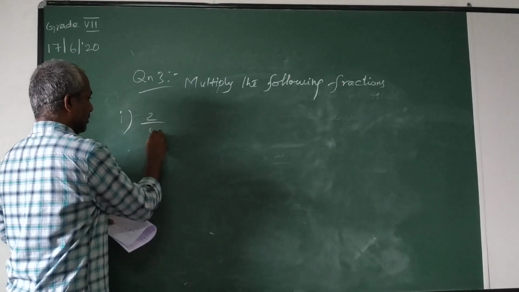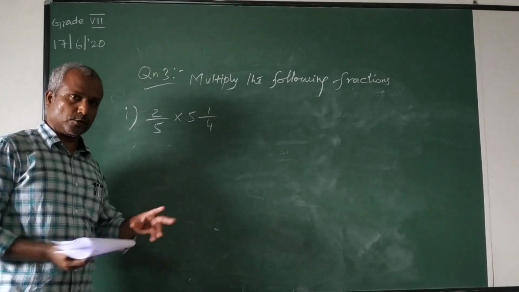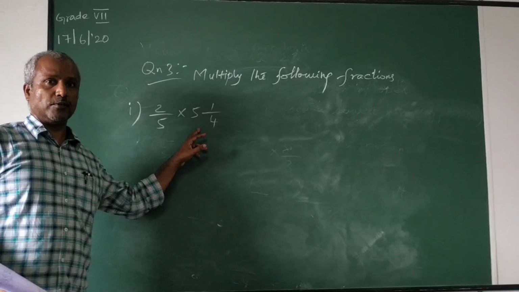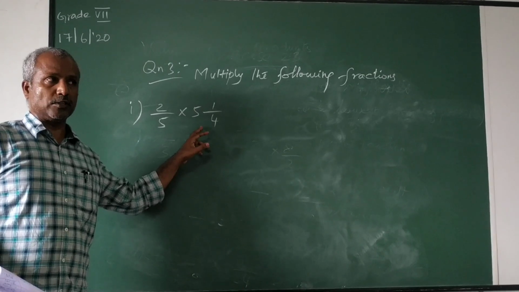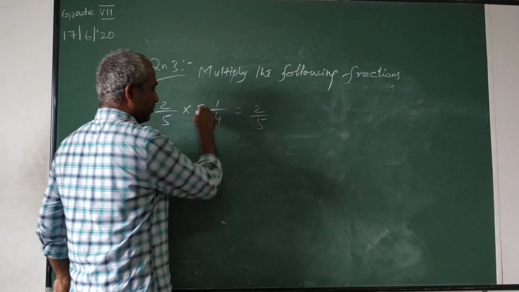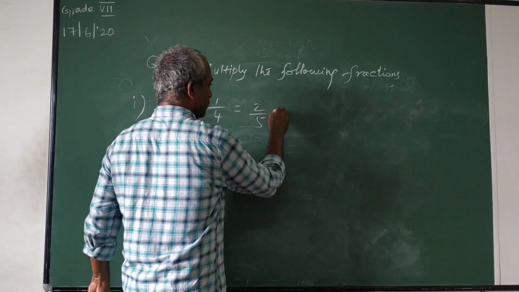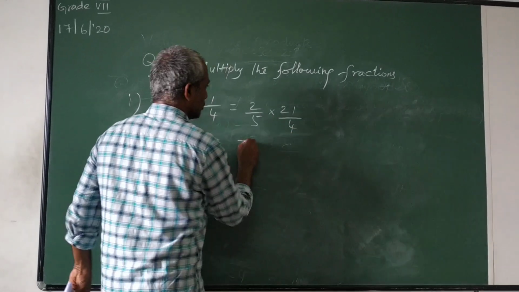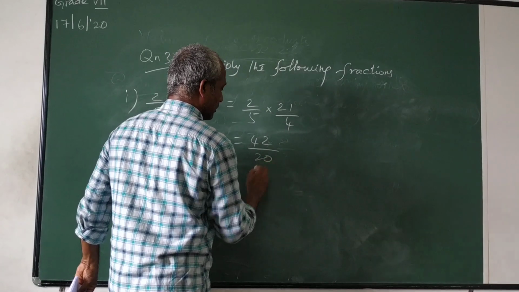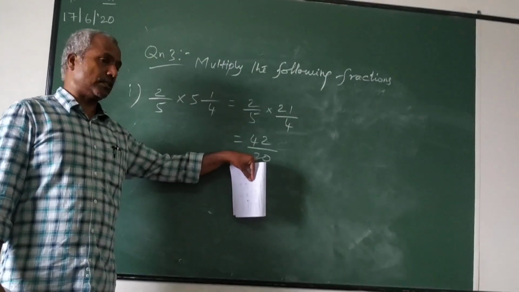2 by 5 into 5 1 by 4. I already told you, whenever we are multiplying a fraction with a mixed one, first of all you have to convert the mixed one into improper. 5 1 by 4 will be changed into improper. 4 5s are 20, 20 plus 1, 21, 21 by 4. 2 21s are 42, 5 4s are 20. Now look at the result. The result is improper, so we have to convert it into the mixed one.